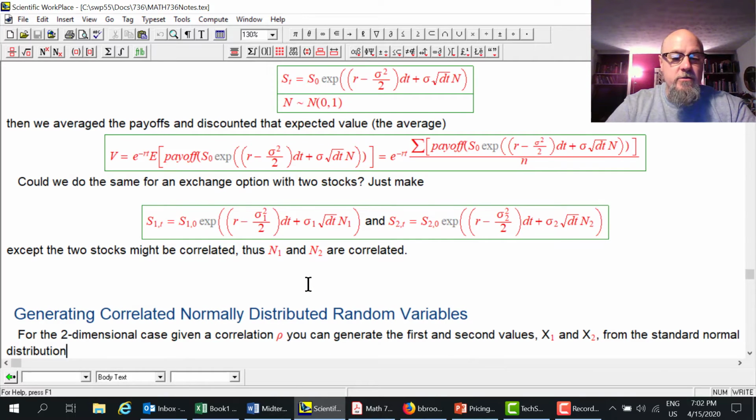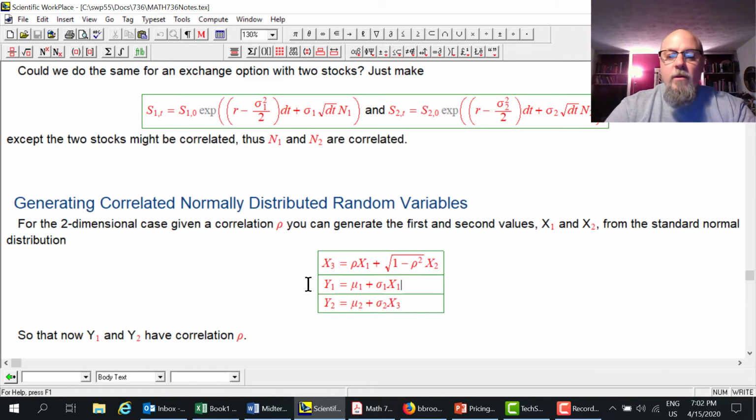So here we are with the solution: generating correlated normally distributed random variables. That's what we're trying to do now. It's a tool we're going to use, but it's its own separate little idea. So here's the recipe. We generate two random variables from standard normal distributions, x1 and x2. The expected value of x1 is 0, the expected value of x2 is 0, and their standard deviations are both 1.